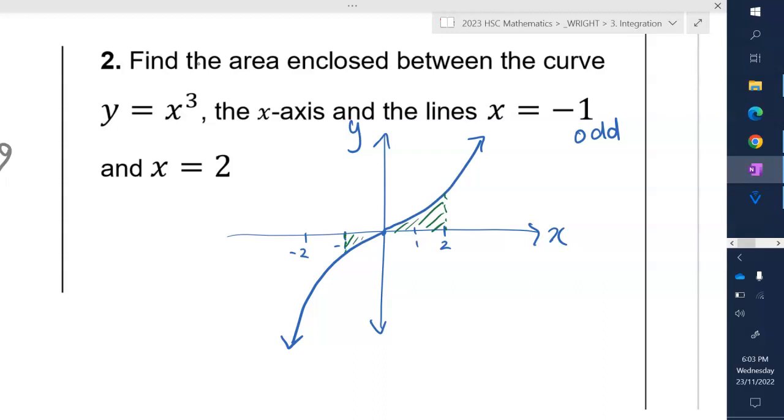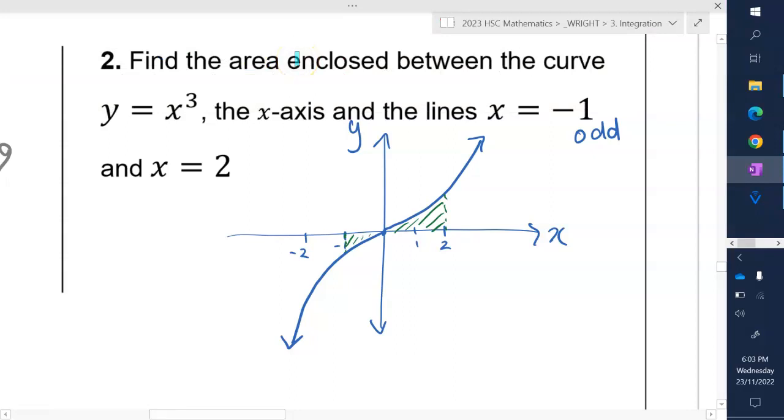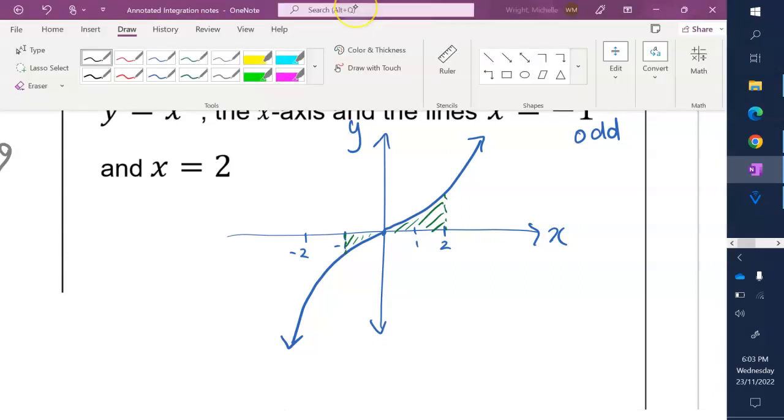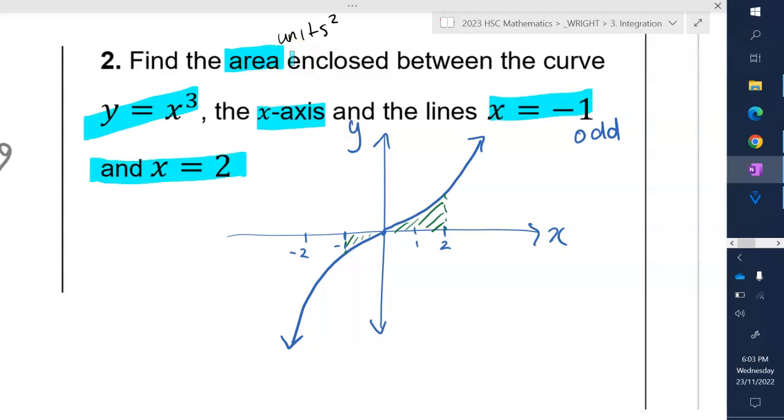So now let's read the question again and just confirm we know what we're doing. We're going to find the area. Area means we're in units squared. We are going to find the area enclosed between the curve y equals x cubed, the x-axis, and these two values, which we've drawn in there.